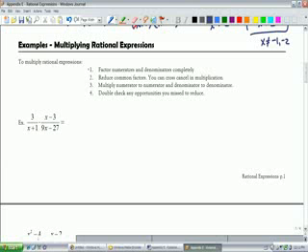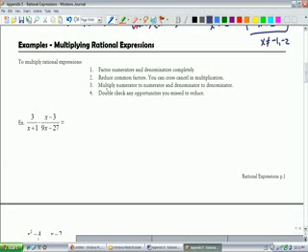Alright, multiplying rational expressions. Multiplying is probably the easiest operation with rational expressions. What we're going to do is factor the numerators and the denominators. We're going to reduce anything before we multiply if it can be reduced.